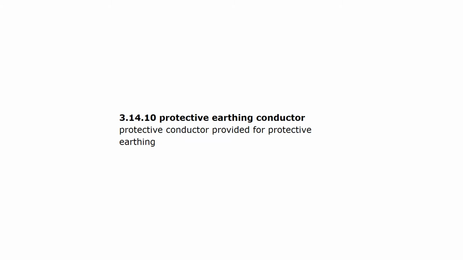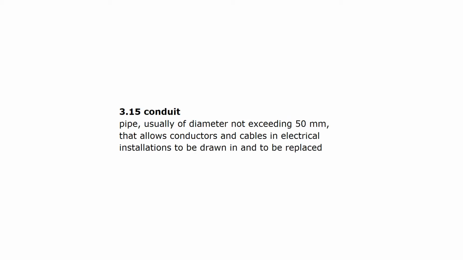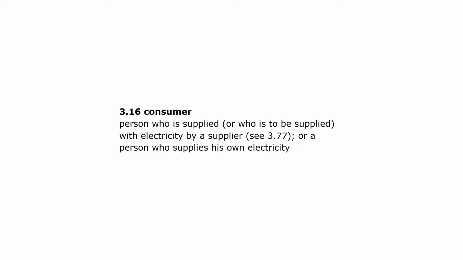Protective earthing conductor. Protective conductor provided for protective earthing. Conduit pipe, usually of diameter not exceeding 50 mm, that allows conductors and cables in electrical installations to be drawn in and to be replaced. Consumer, person who is supplied or who is to be supplied with electricity by a supplier or a person who supplies his own electricity.